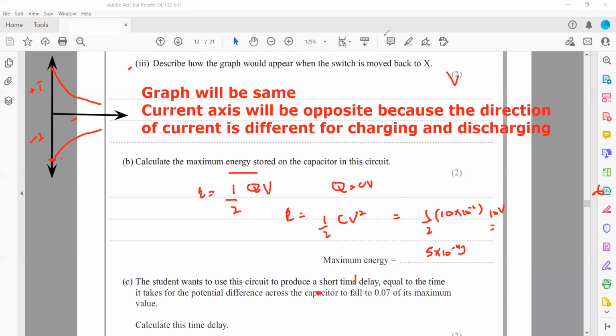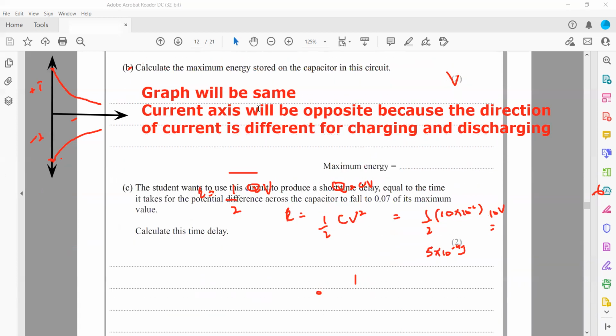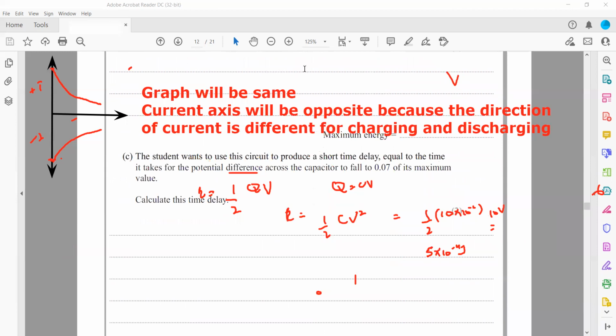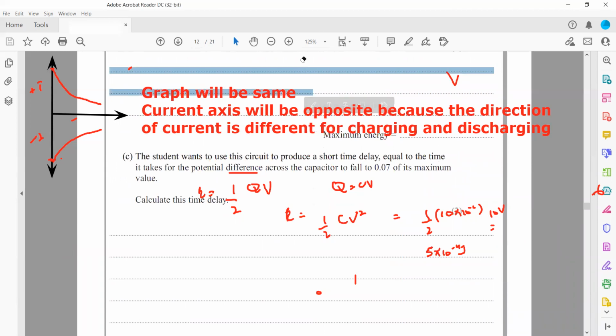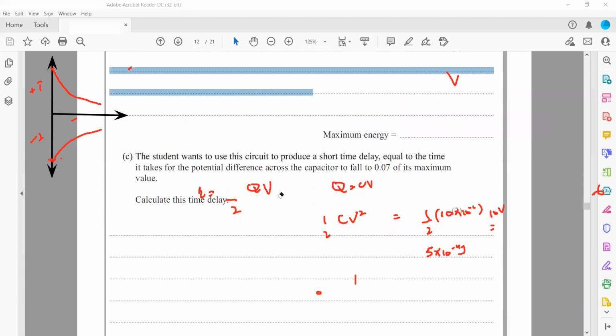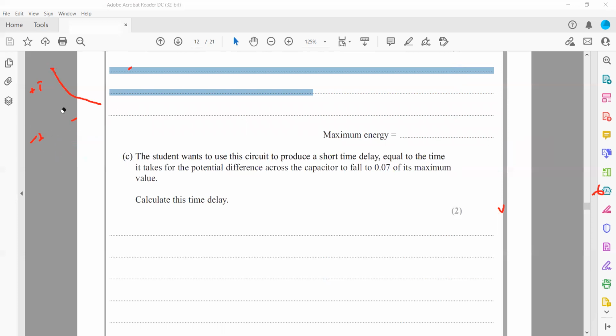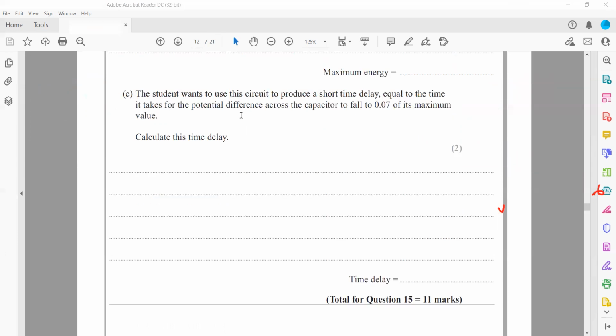Then the student used this circuit to produce a short time delay, equal to the time it takes for the potential difference across the capacitor to fall to 0.07 of its maximum value. Calculate this time delay. How much time will it take to decrease to 0.07 of its maximum value?